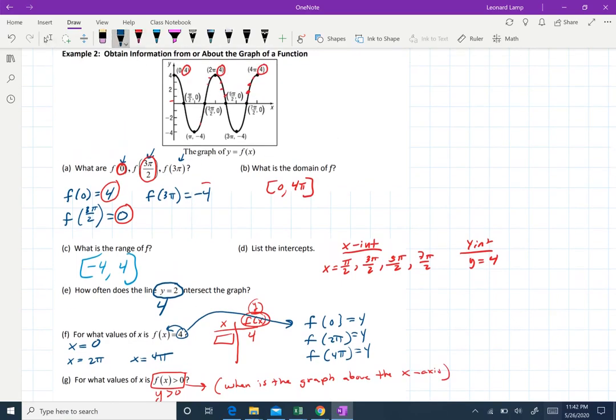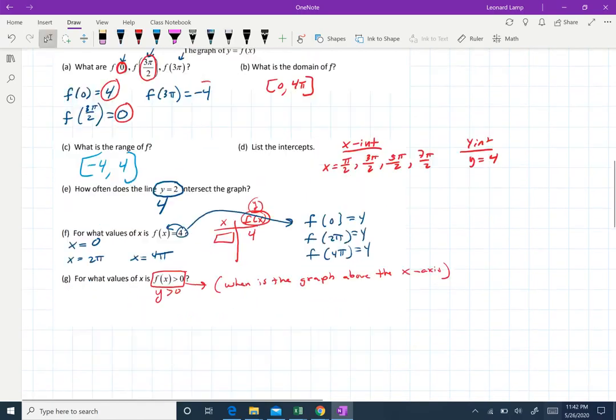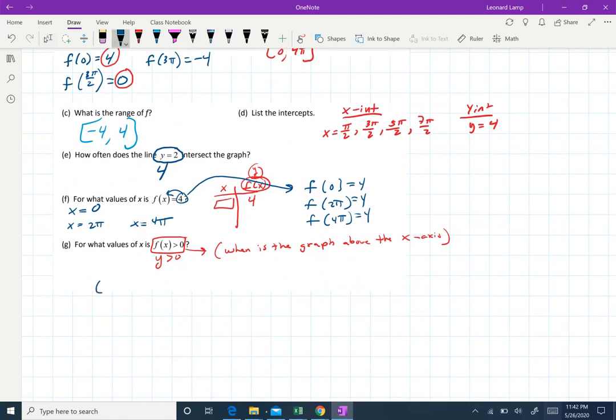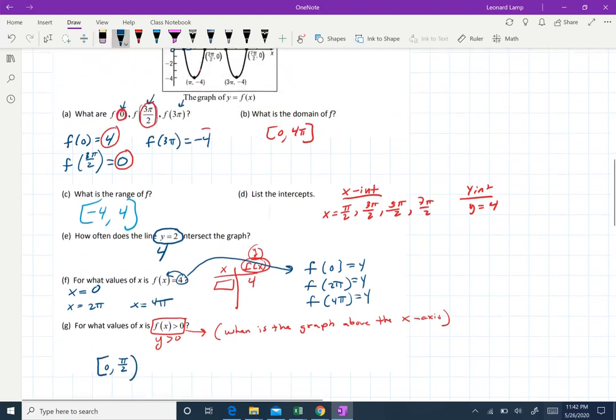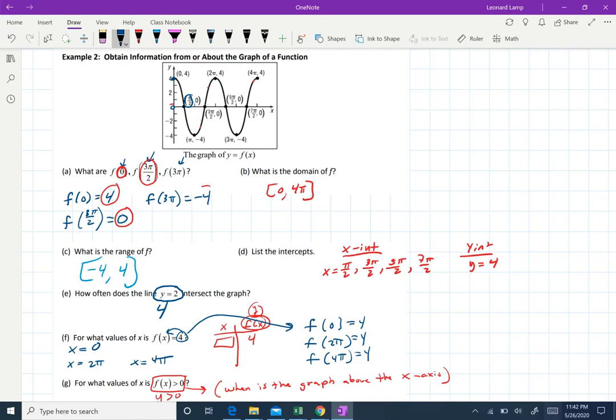So here's what I want you to notice, right? I'm going to do this in blue. Let me erase these red marks up here. Okay, so it's above the x-axis from 0 to pi over 2. Now notice though, at pi over 2, it touches the x-axis, but I just want to know when it's above it. So we're gonna say it like this. It happens from 0 to pi over 2, and actually at 0 we get a bracket, because at 0, is it above the x-axis? Definitely. But pi over 2, it's at the x-axis, so we don't include that.